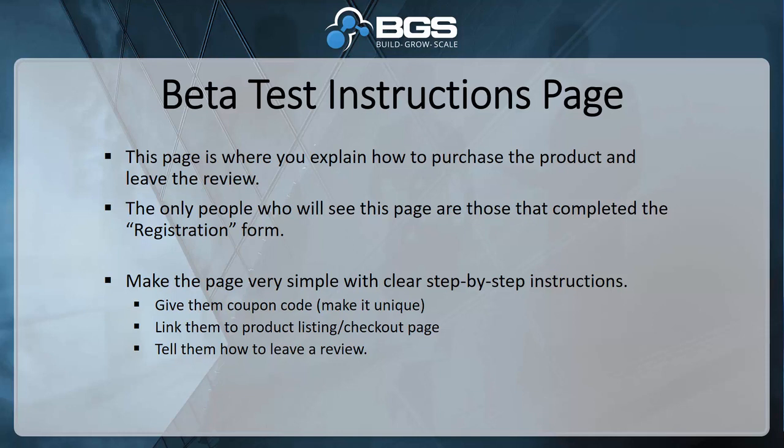Okay, the next thing is you link them to the product listing or checkout page. Link them straight to the place where they can buy. Don't make them go through a bunch of hoops. Straight to the purchase page.